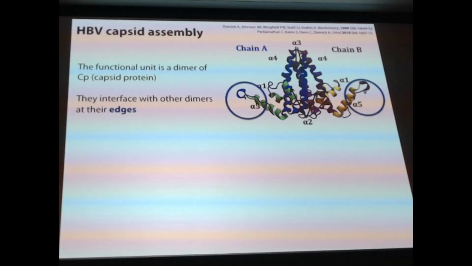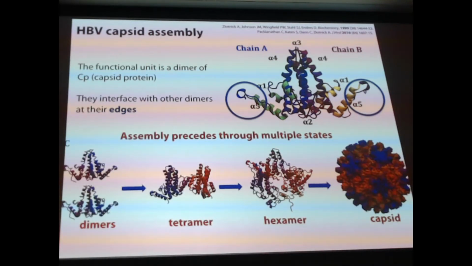Okay. So the dimer is the functional state. You really don't find monomers of this. And then from there, it interfaces with other capsid protein dimers at its edges. So those are highlighted and circled here. And so assembly proceeds through a number of intermediates. You have first dimers. They come together and can form tetramers, which then form hexamers. And then it's downhill from there to forming the capsid. Okay. And so it's this tetramer to hexamer, or somewhere in this early stage, that's the rate-limiting step for virus formation.